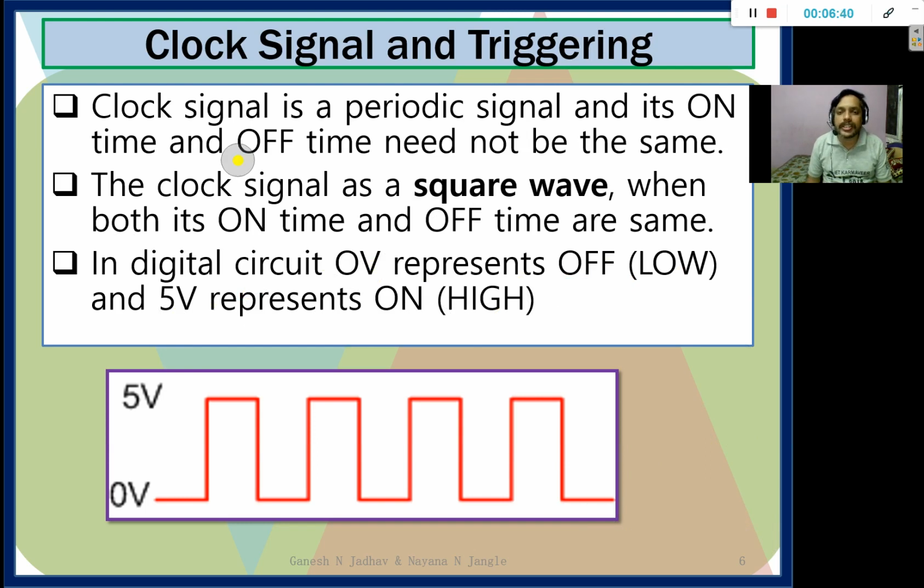So hope you understand what a clock signal is. A clock signal is a periodic signal which turns on and off. On and off time need not be equal, but it is called a square wave when on time is equal to off time. 0 volt represents low and 5 volt represents high.